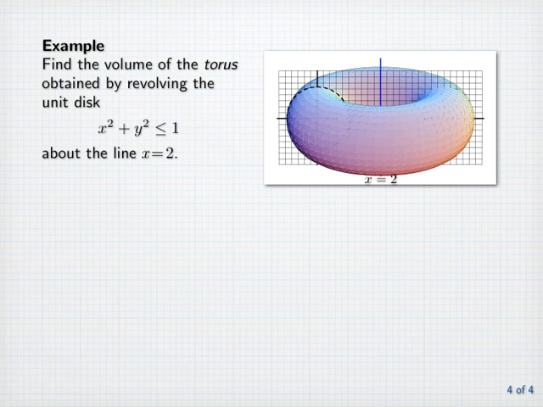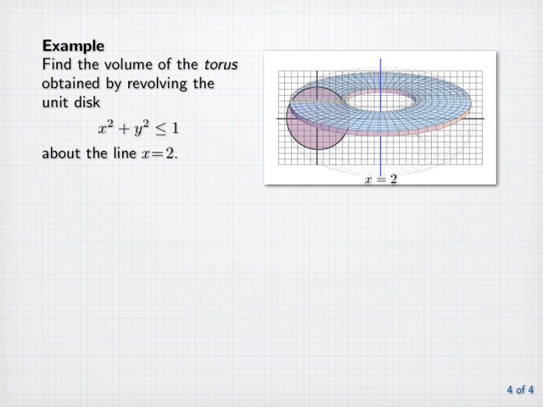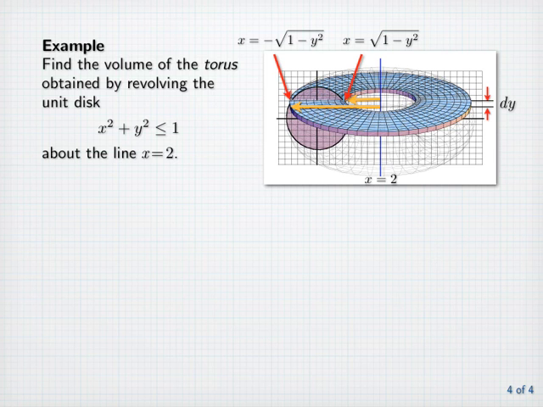Slices perpendicular to the axis of rotation are the result of rotating horizontal slices of the region about the axis. Notice that again, these slices are washers with thickness dy. To write the washer volume dV, we need the inner and outer radii expressed in terms of y. The inner radius will be the distance from the axis to the right side of the unit circle, where x is equal to the square root of 1 minus y squared. The outer radius will be the distance from the axis to the left side of the unit circle, where x is the negative of the square root of 1 minus y squared.